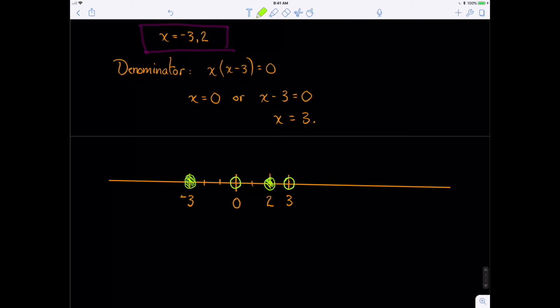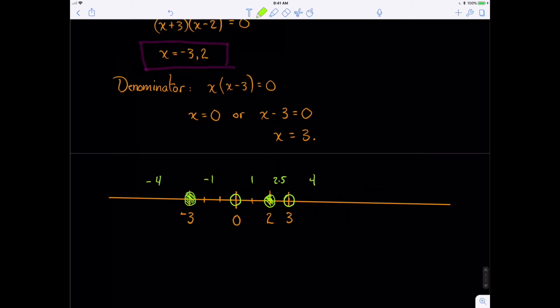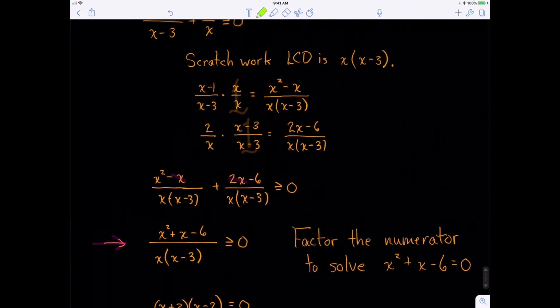Now what we need to do is take a test value from each interval, and then we can write our solutions. So let's try negative 4 here. How about negative 1 in this next interval? Between 0 and 2, let's try 1. Between 2 and 3, we're going to have to try 2.5, or 5 halves. And then above 3, we'll try 4. So we have to try all those values in the original inequality.